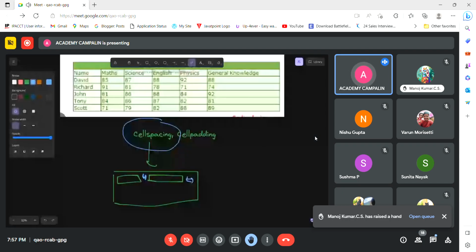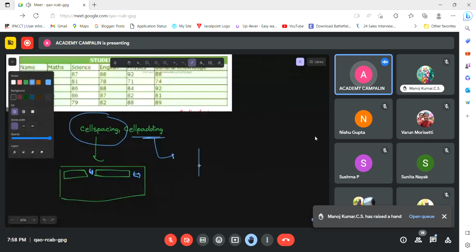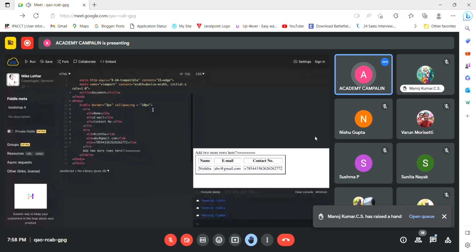Now if I talk about what is cell padding, so cell padding is nothing but the distance between the cell border and cell content. So suppose this is the content, let's say I've just written a hi here. So cell padding is nothing but this distance. Okay.